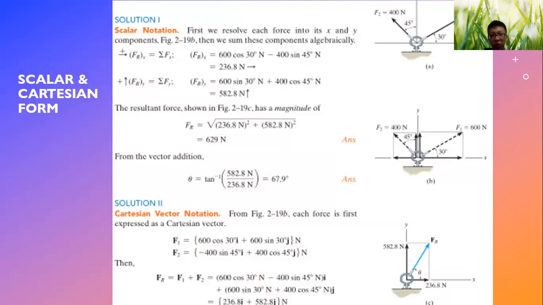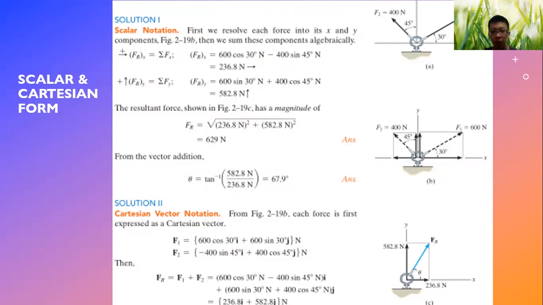For the force system, there are scalar notation and also Cartesian notation. For scalar notation, Frx equals 600 cos 30 Newton minus 400 sin 45 Newton. There's a negative sign since it's opposite, and we assume that the upward direction and the right direction are positive, while the left and downward directions are negative. For Fry equals 600 sin 30 Newton plus 400 cos 45 Newton equals 582.8 Newton.